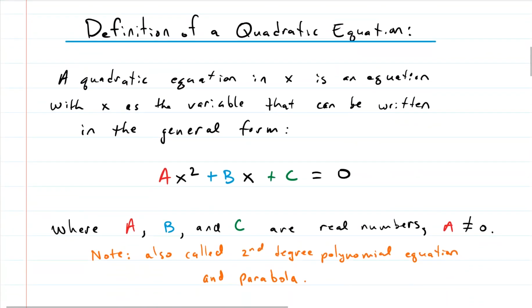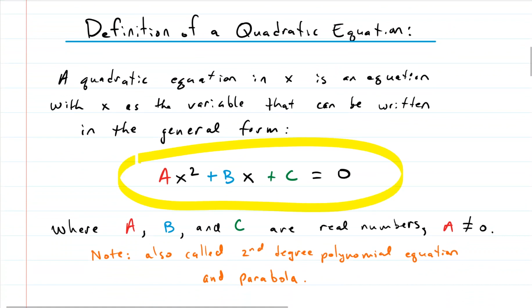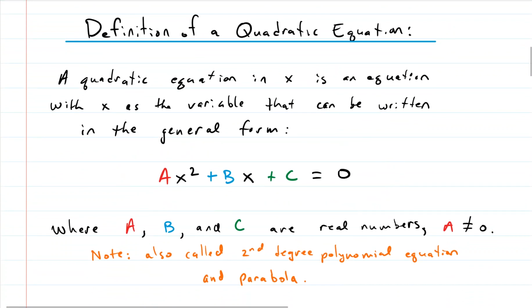Let's start. What is a quadratic equation? Well, it's an equation that looks like this. You have constants, an a, a b, and a c. And then you have a quadratic term, meaning a term with an x squared or some variable squared. That's the most important term.